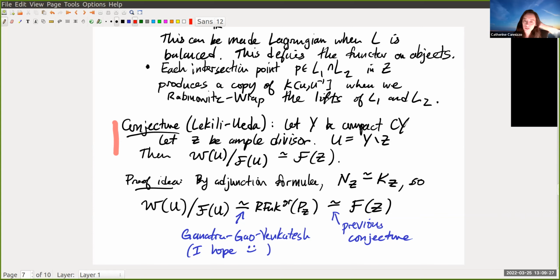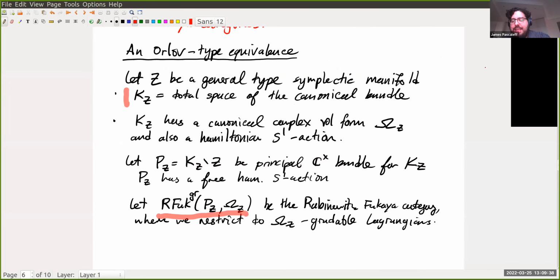I was wondering, can you say again why you have this Hamiltonian S1 action as corresponding to the U? That was just sort of a degree calculation.